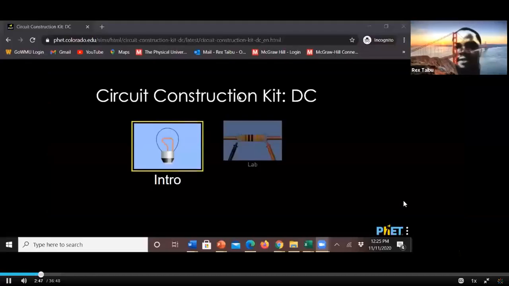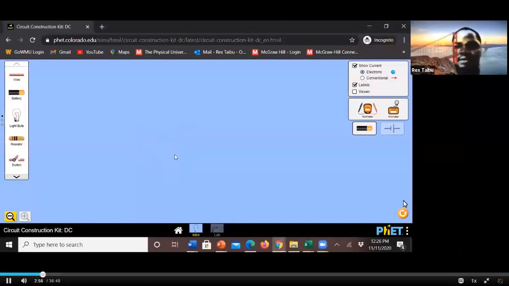So I'm going to share with you a simulation. Circuit construction, PhET, University of Colorado, circuit construction. Okay, let me share my screen, but right now I'm not sharing. Okay, so here is the circuit construction kit. Once you click this, you can click on intro to learn a few things.